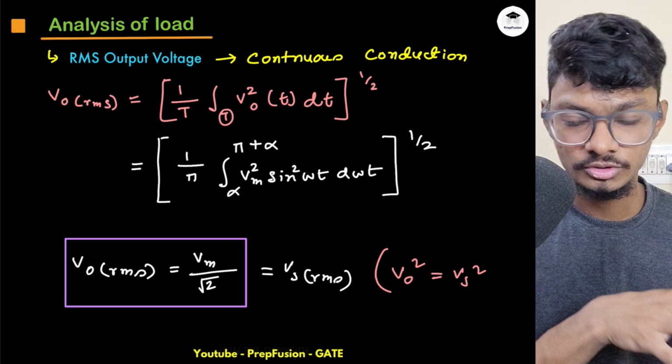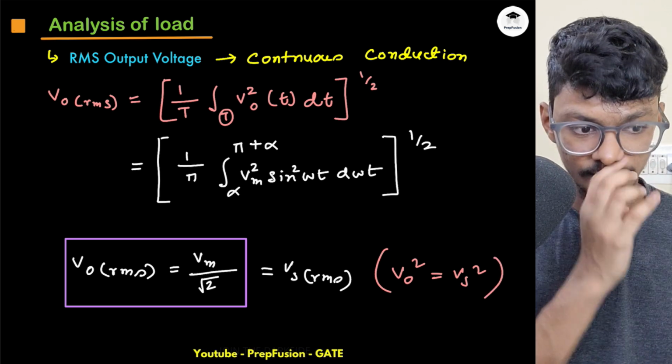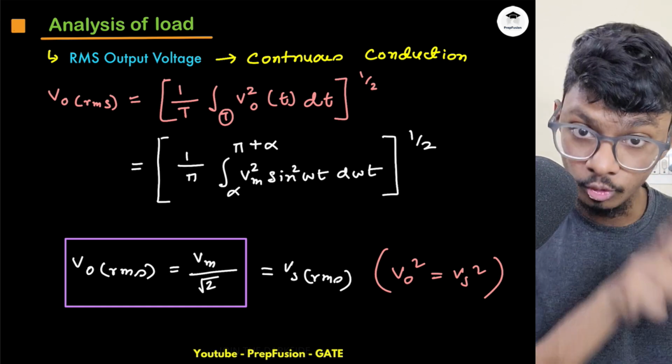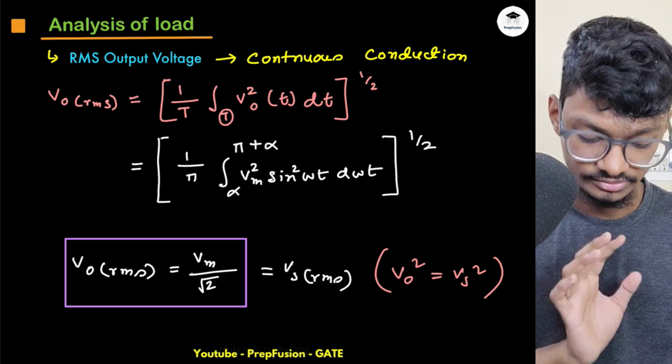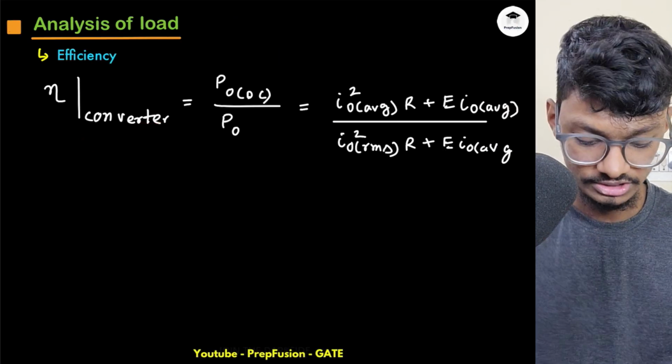So obviously my VO square is always equal to Vs square, and when the squares are equal, the RMS values will also be equal, because what is RMS? RMS is basically the square root of the mean of the square of the particular expression. Okay, so that's why this will be Vm by root 2, pretty simple. And then converter efficiency, these things you already know, right? I don't need to explain all this.